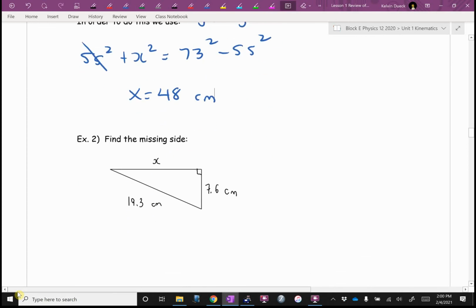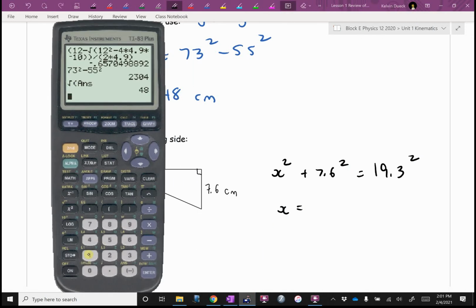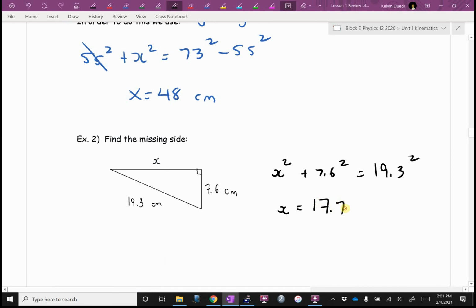Try doing example 2 on your own. This one won't work out evenly. So Elias, I wrote x squared plus 7.6 squared equals 19.3 squared. And then I went 19.3 squared minus 7.6 squared, equals, square root, equals.